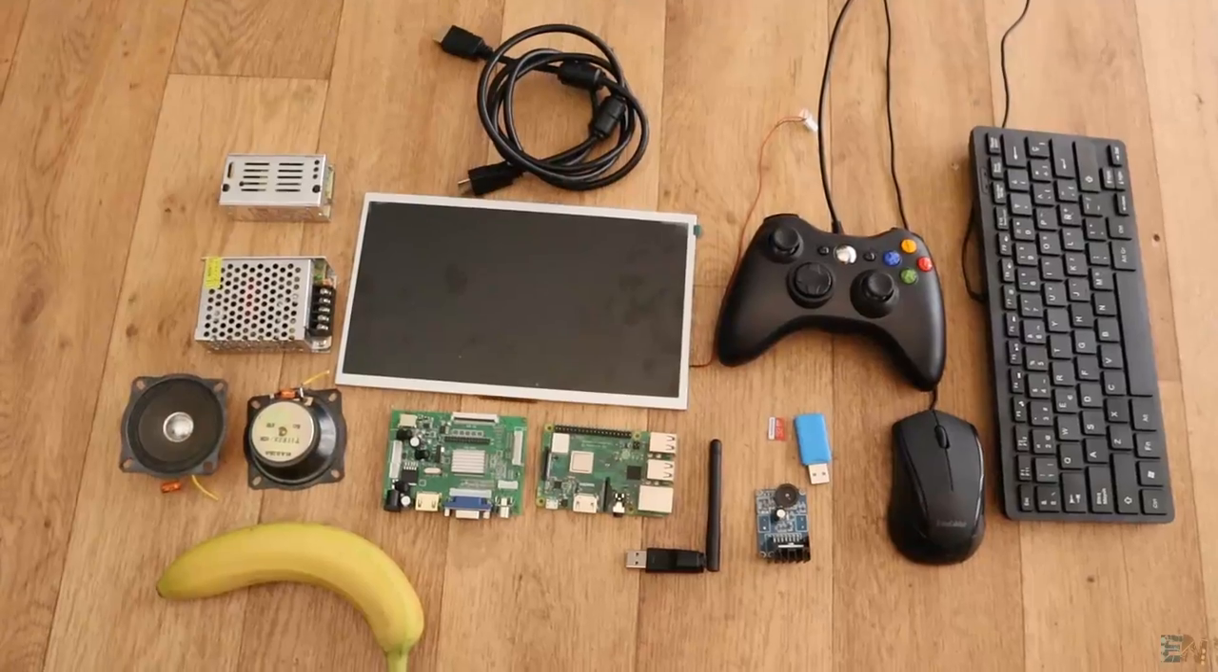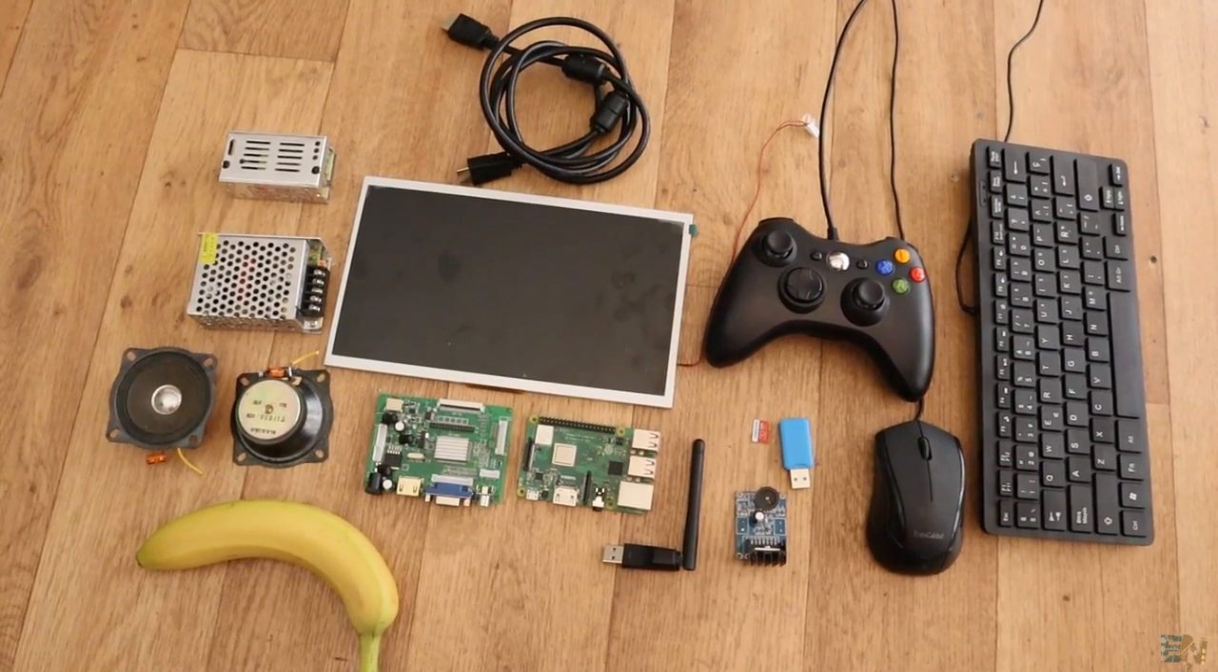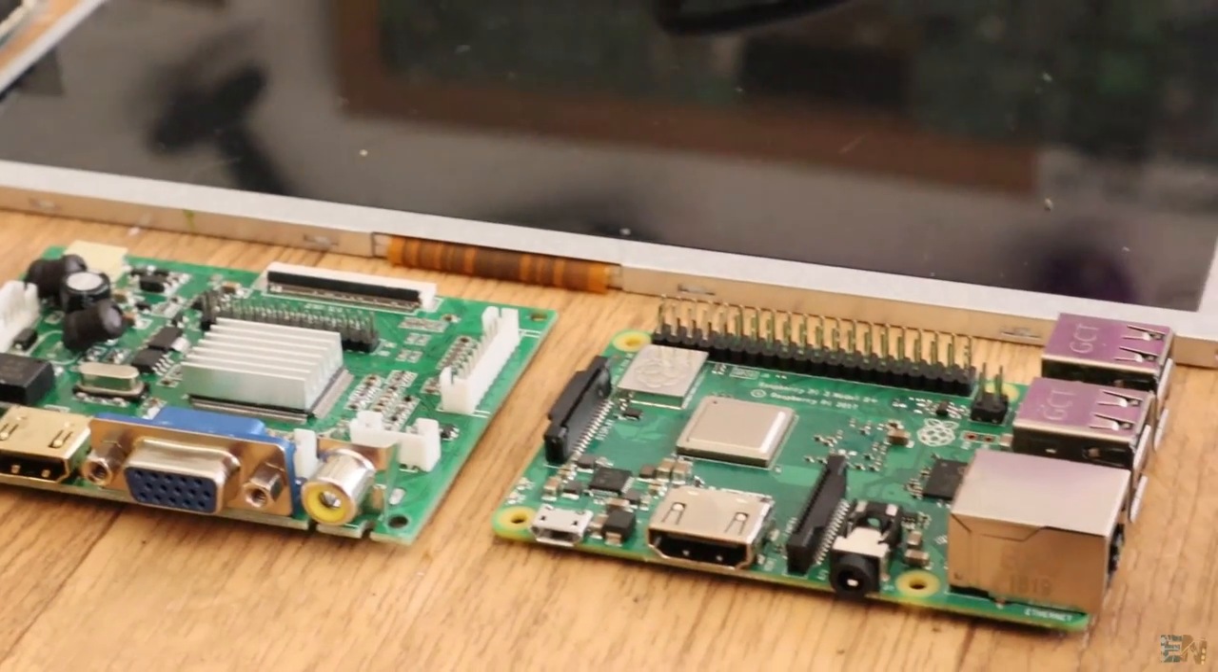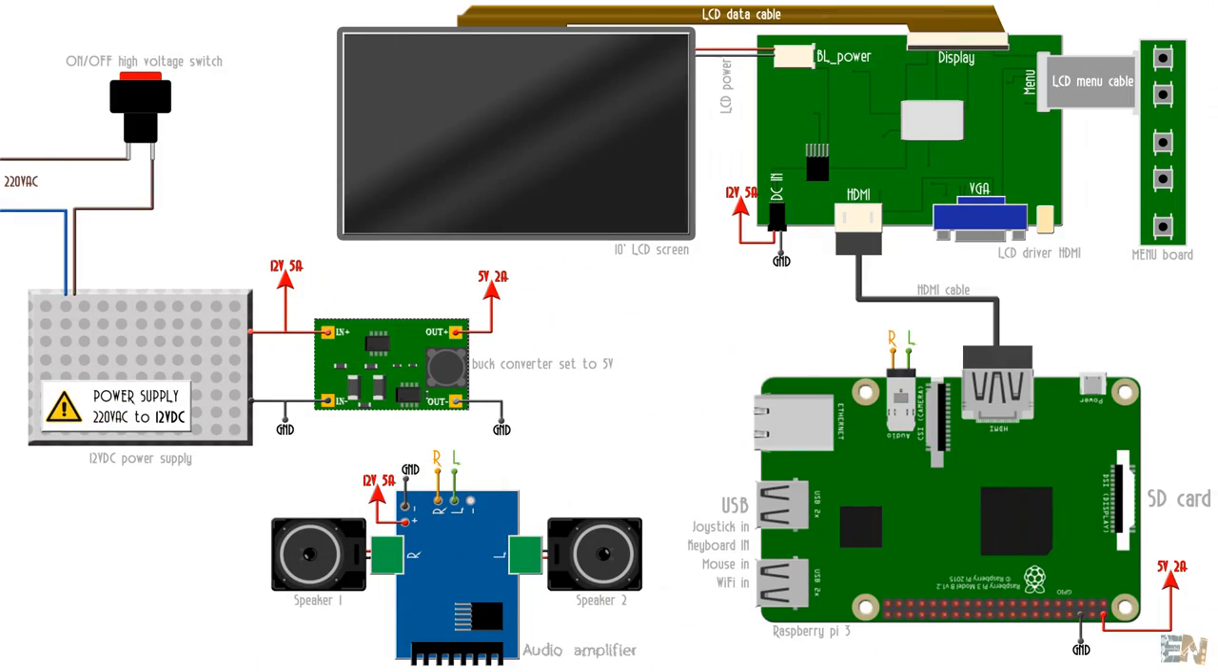So this is pretty much all that we need for this project. See the full part list below in order to see all the other small parts, such as the switches and connectors. So this is the schematic that I will use for this project.